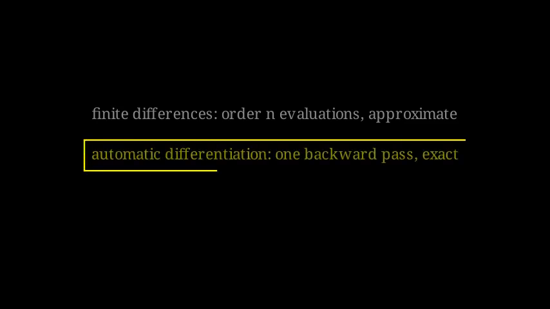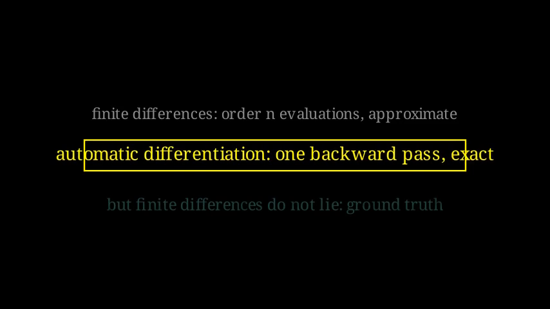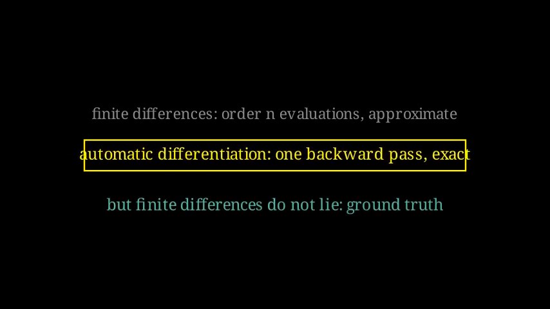Finite differences are slow and approximate. They need on the order of n function evaluations for n parameters, and they carry rounding error. Automatic differentiation, by contrast, is exact and needs a single backward pass. But finite differences do not lie. And that is exactly why they make the perfect ground truth to test our gradients against.